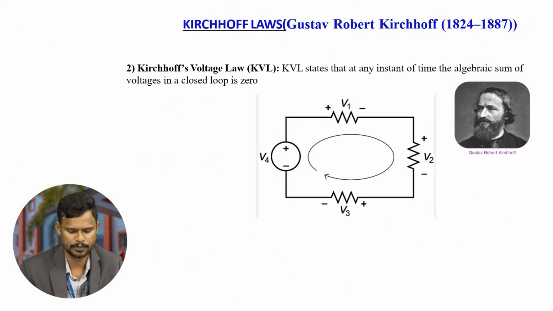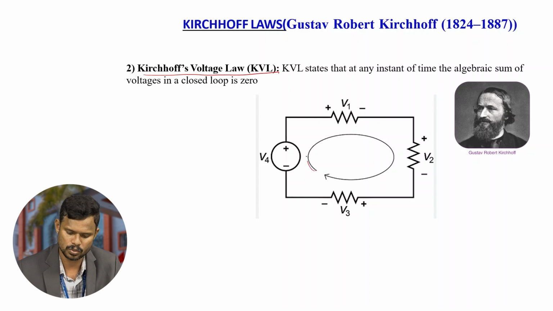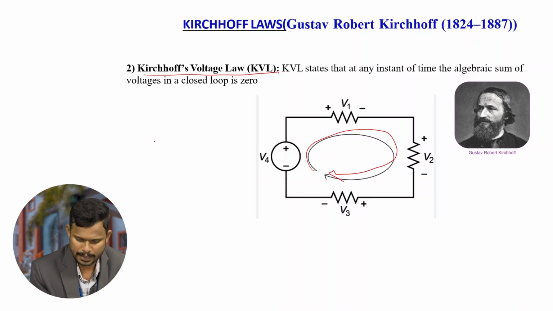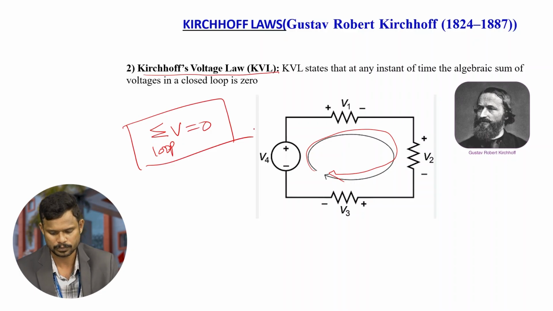Next is the Kirchhoff voltage law. The statement of the Kirchhoff voltage law is that the algebraic sum of the voltages in a closed loop is equal to 0. In any closed loop, the sum of all the voltage drops and voltage rises is equal to 0. Mathematically, we write that the algebraic sum of the voltages in any loop is equal to 0.